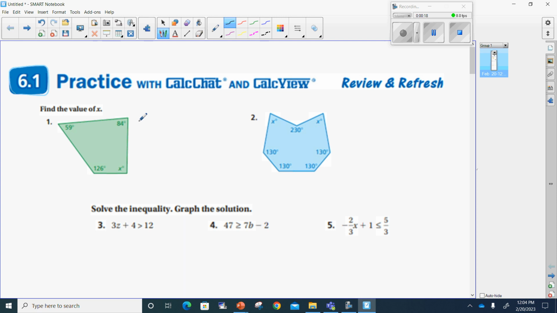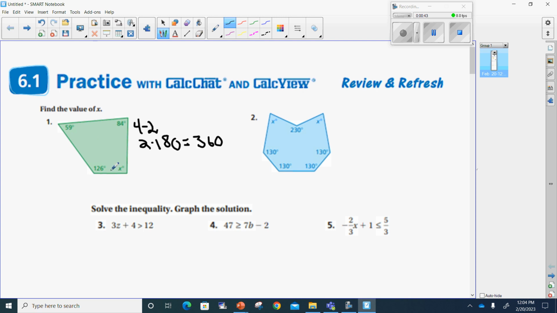what is going to be the total sum of your angles. And we know that we're going to take the number of angles, which is 4. We're going to subtract 2 from that, and that's going to give us 2. And we're going to multiply that times 180. That's going to give us 360.